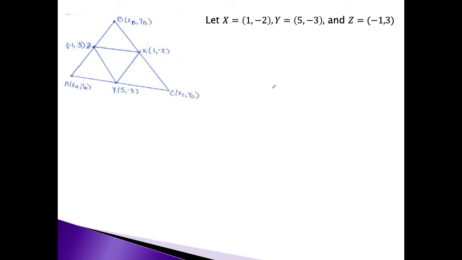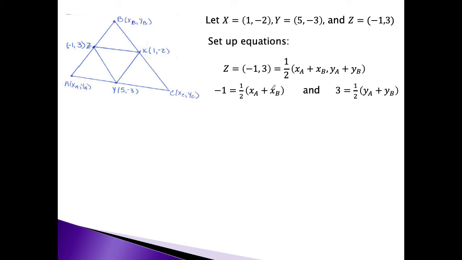So remember, x, y, and z are the midpoints of those sides. So that means that z is the midpoint between a and b. (-1, 3) equals 1/2 (xa plus xb, ya plus yb). So that means that -1 equals 1/2 (xa plus xb), and 3 equals 1/2 (ya plus yb).